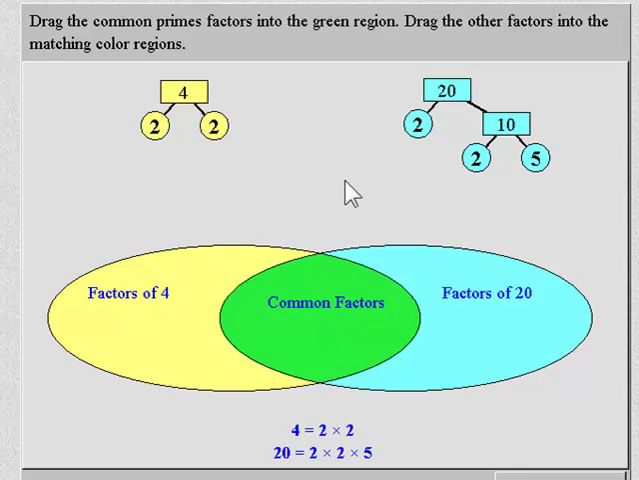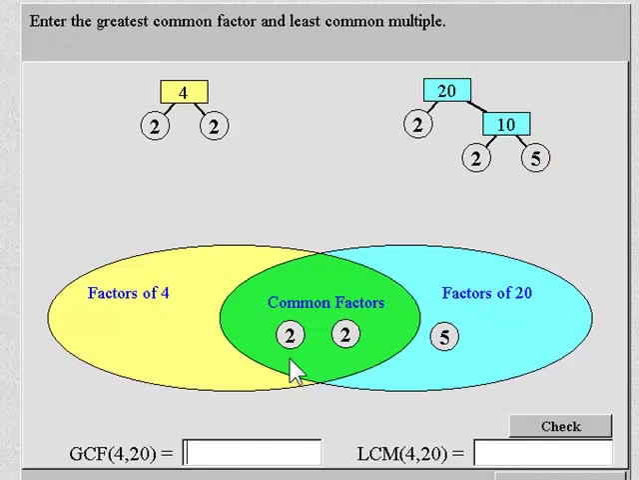of these numbers share. Well, I have a 2 here and I have a 2 there, so let's put that here as a common factor. They're sharing that. And they also both have another 2, so we'll put that there. And 5 is only a factor of 20. It is not a factor of 4.